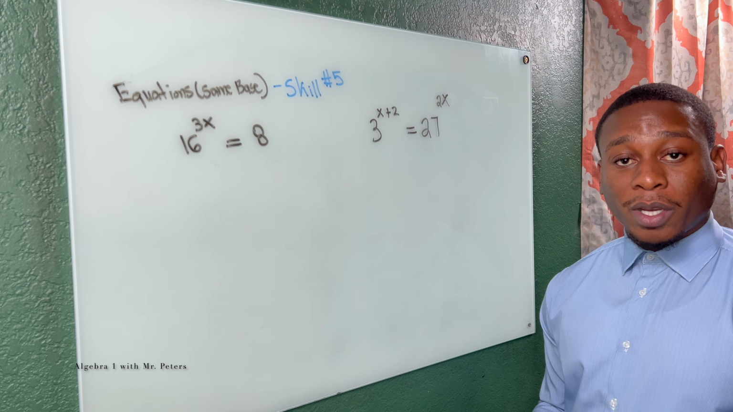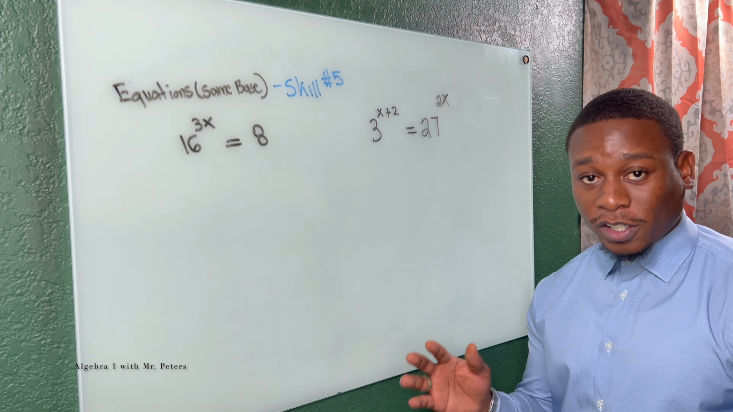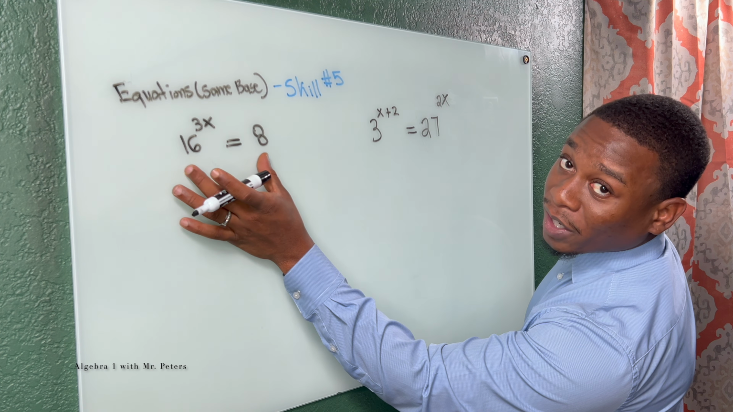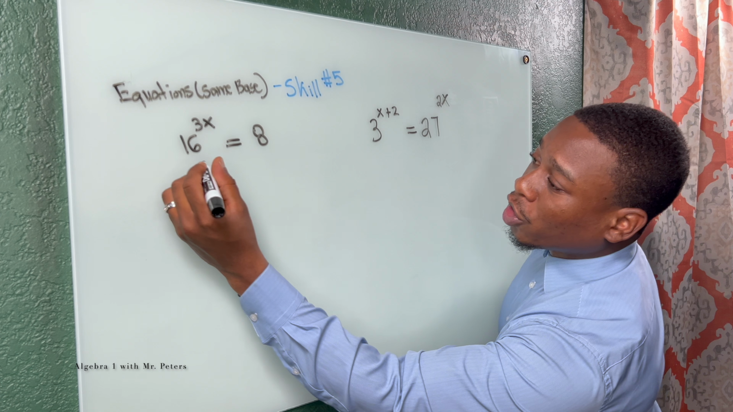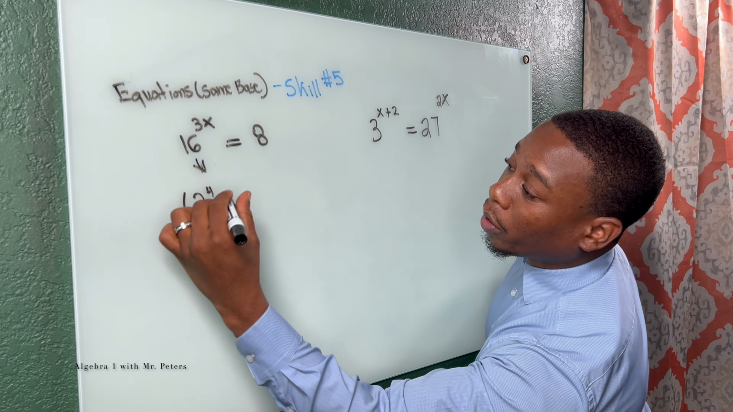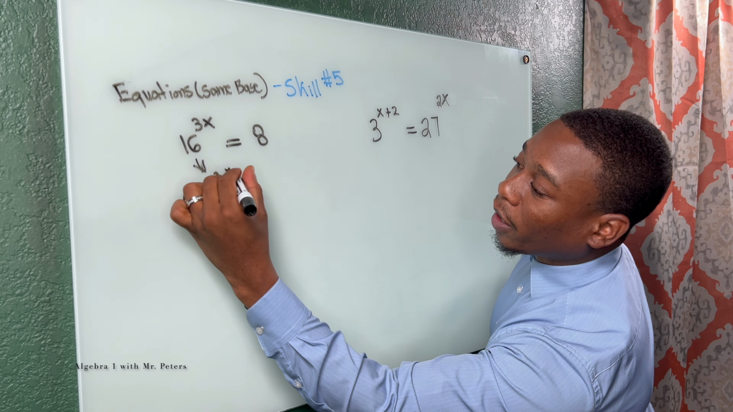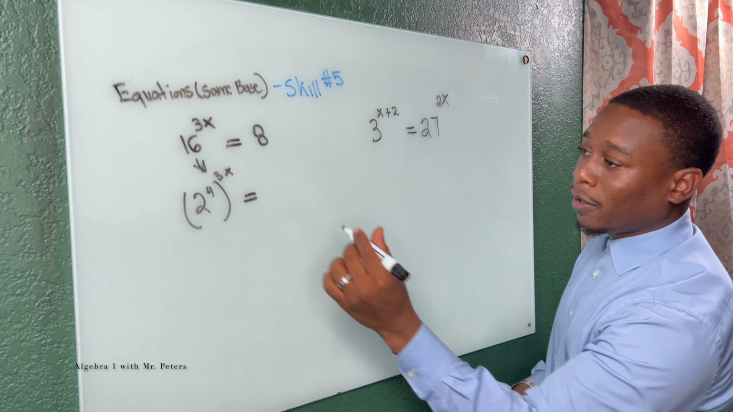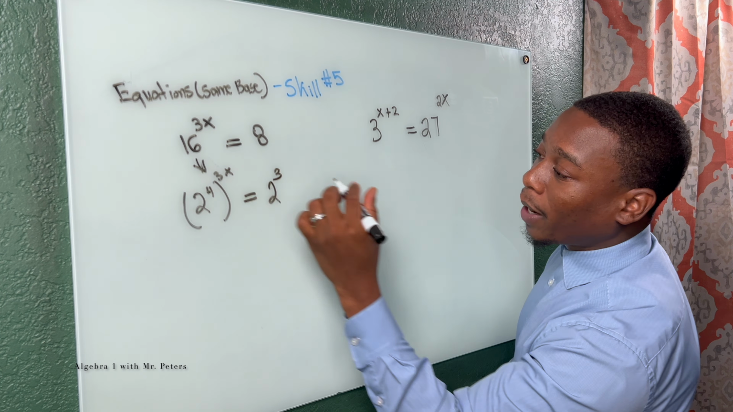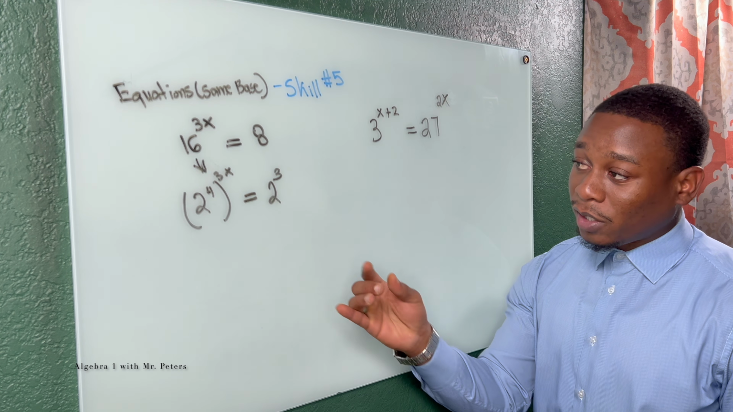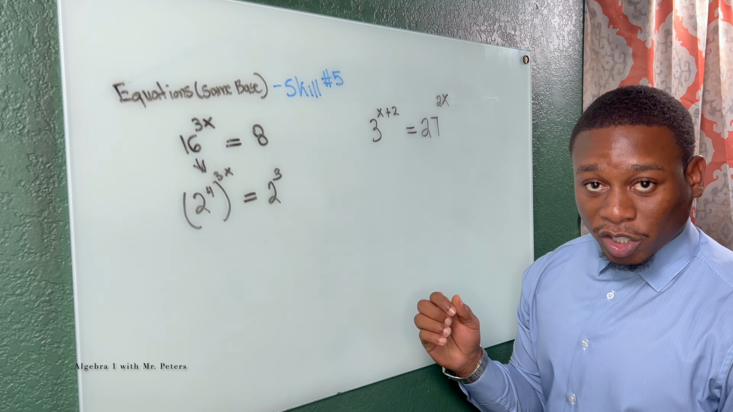Skill number 5, we're talking about exponential equations with the same base. So to solve these, we have to rewrite both of our bases so that they're the same. So we could rewrite 16 as 2 to the 4th power, bring down our exponent 3x, and this is equal to, and we could rewrite 8 as 2 to the 3rd power. Now that we have the same base of 2, we could drop the base and create an equation with the exponents.